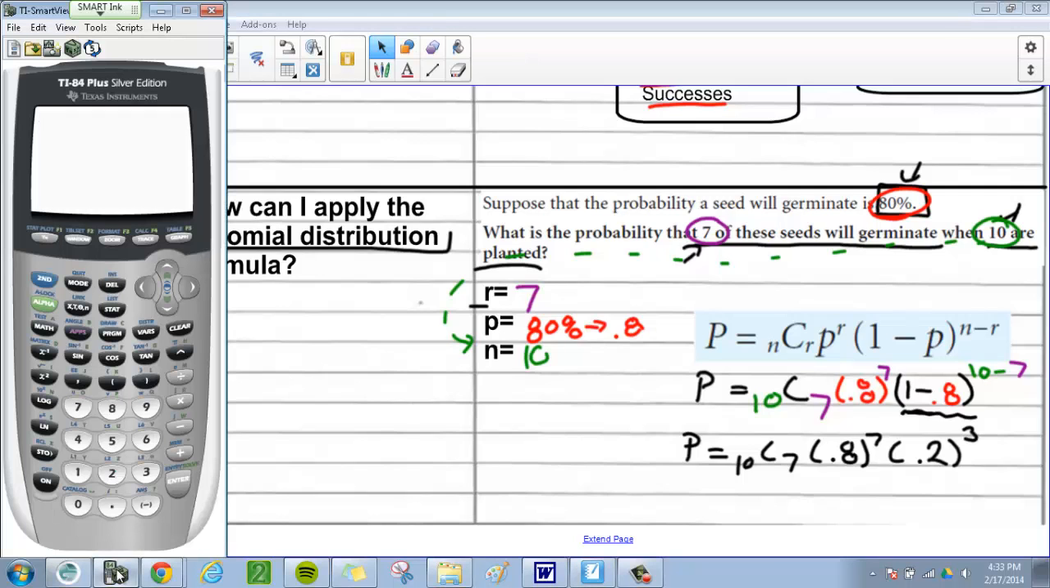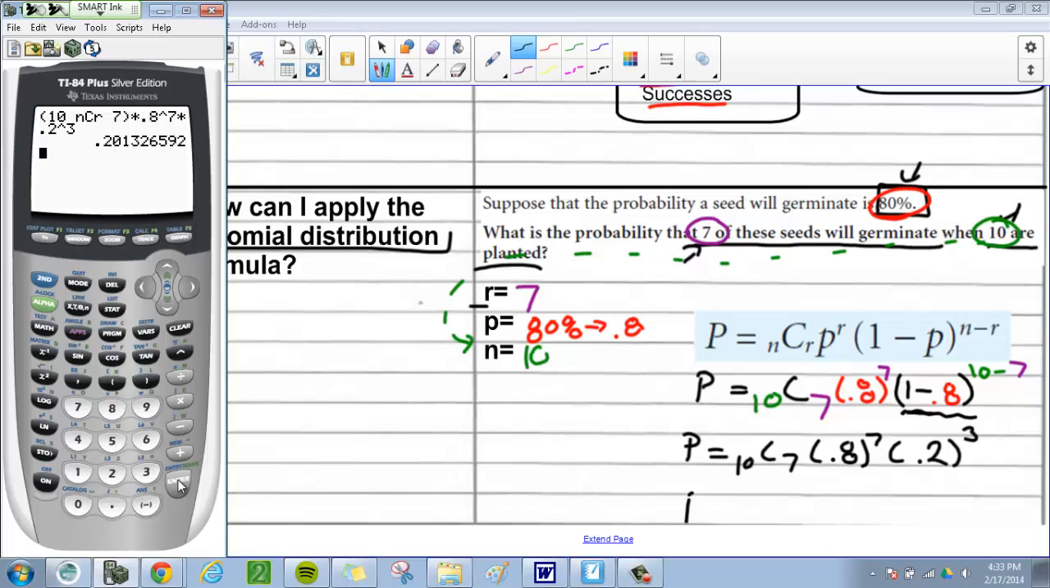So let's do that. Come over to our calculator. Let's start with the combinations. In parentheses, I'll put 10, and then I go to math, over to the PRB, and work my way down to the nCr. That's how many ways you can choose 7 seeds from 10 seeds. Then we put our 7 in there. After that, times 0.8 to the 7th power, and then times 0.2 to the 3rd power. Push enter on that. Boom. And you got a probability.